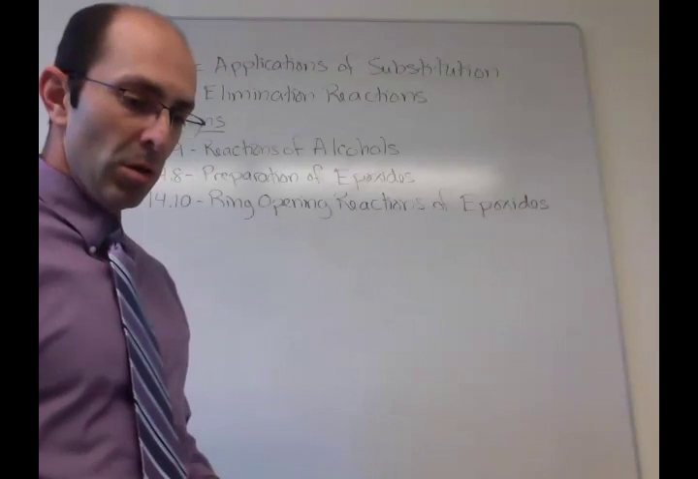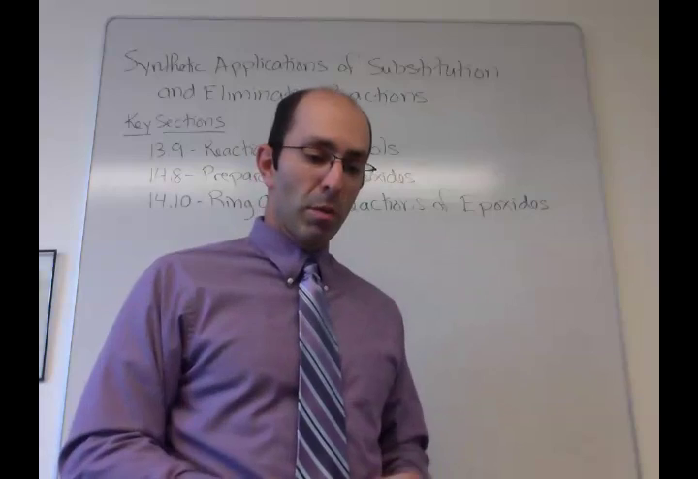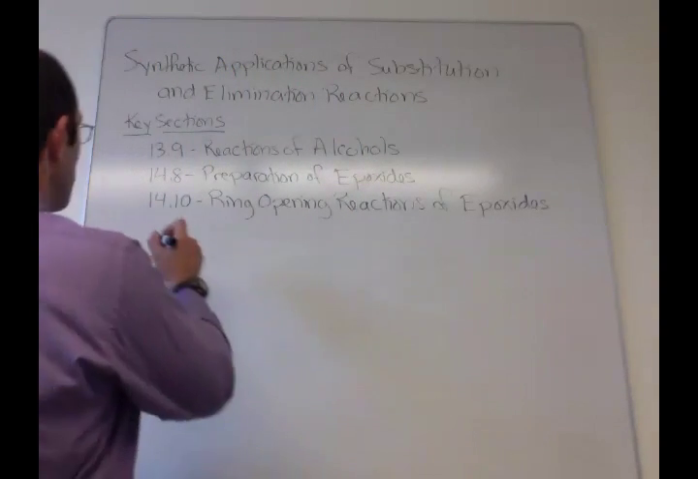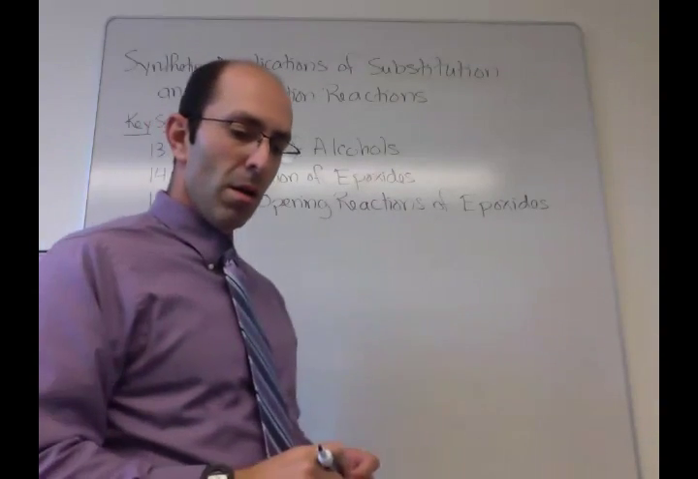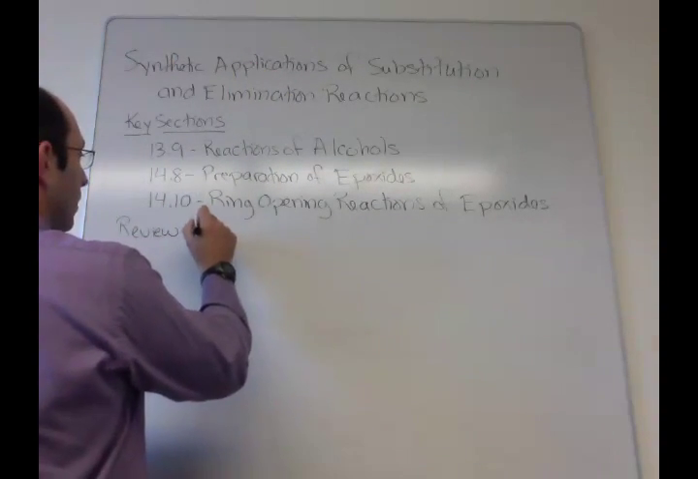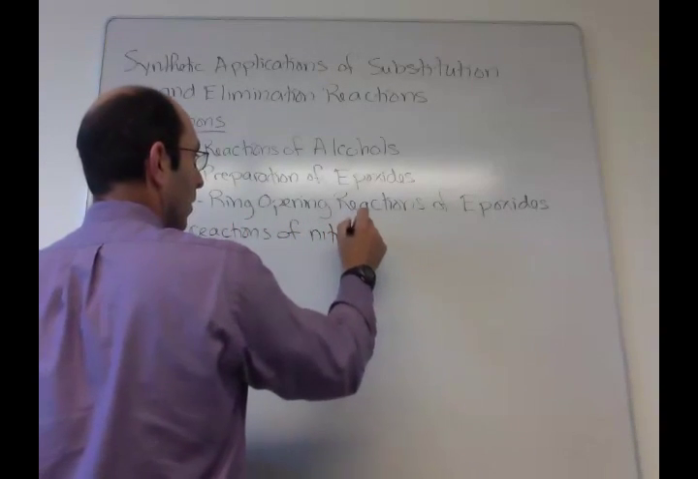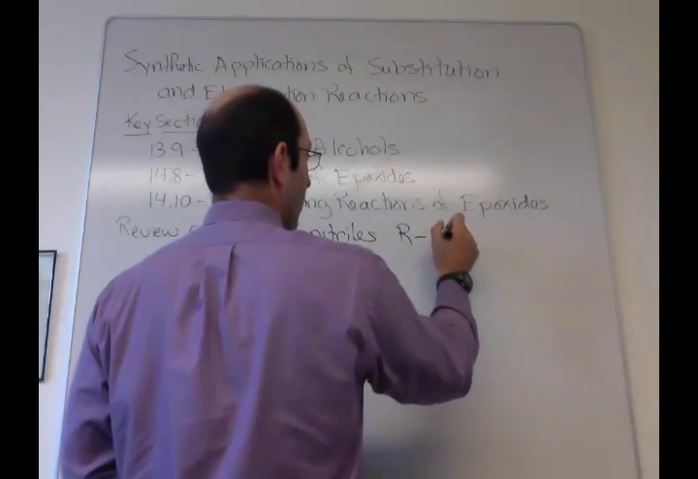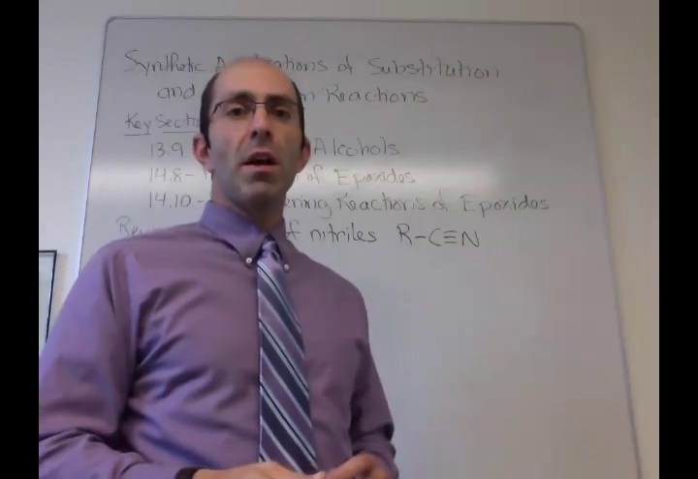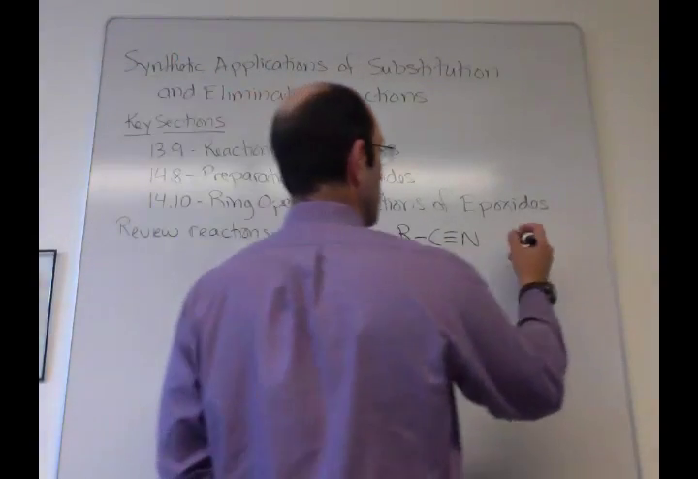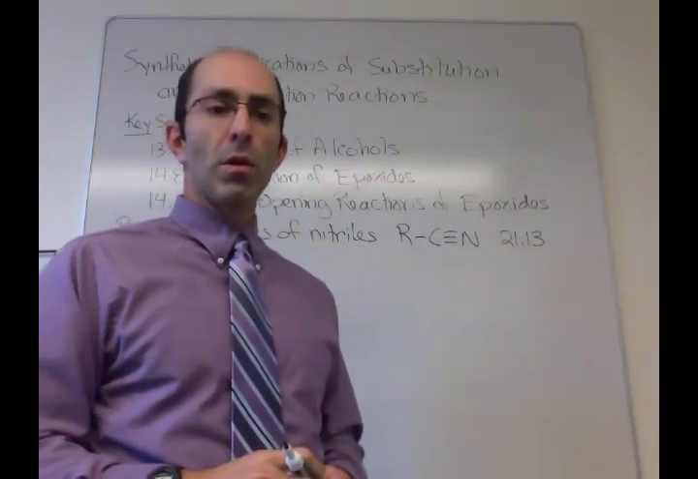So what I want to do also is remind you of something that we talked about last semester but will be especially helpful on this problem set. So you also want to review reactions of nitriles. And again, remember, nitriles are C triple bond N, so we also call these things cyanides, but reactions of nitriles are section 21.13. Those will be important for the work that you're doing for Monday.